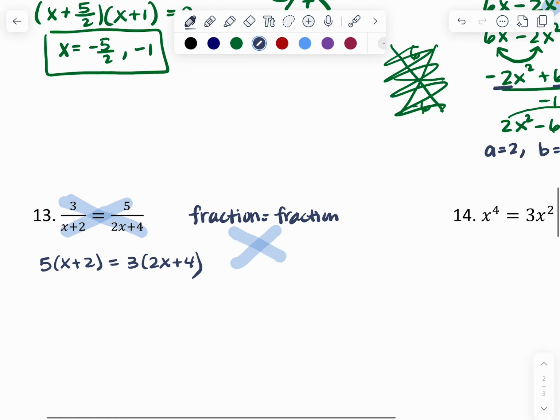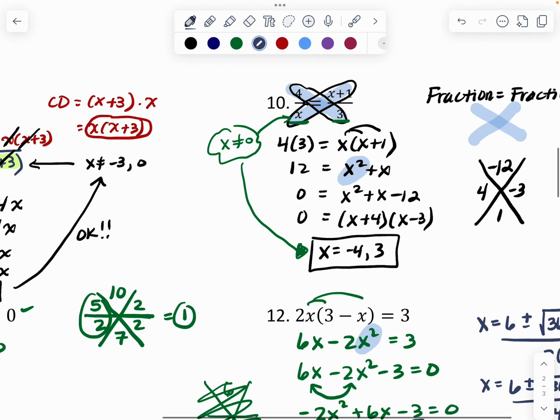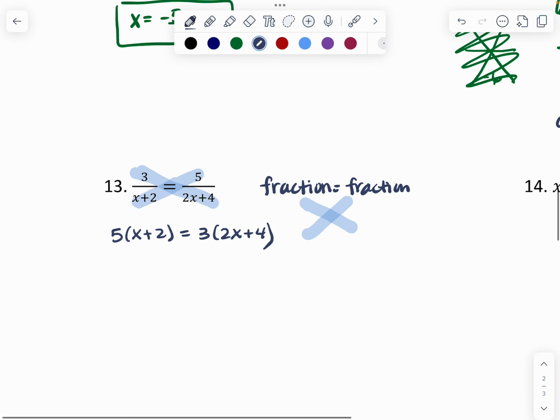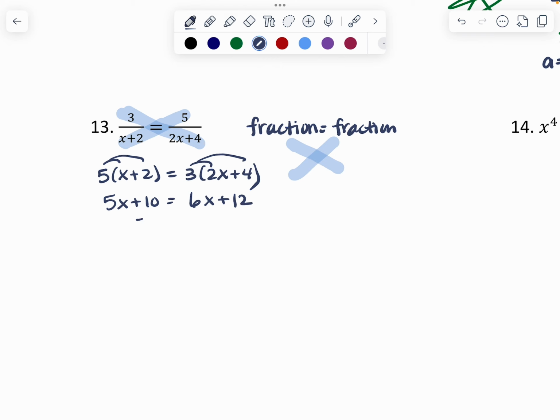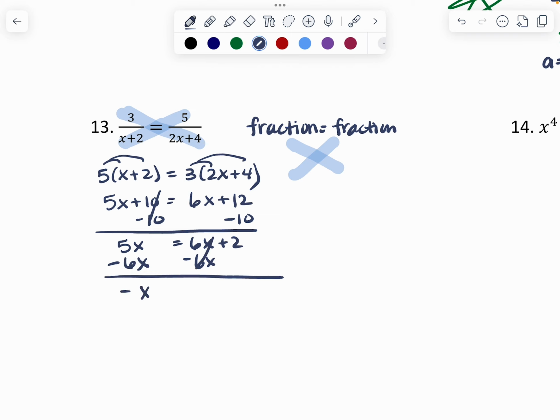And then if I distribute this, sorry, I was going to look at something. Oh, yeah, I did do excluded values. Sometimes I forget them. Okay, if I distribute this, I'm going to get 5x plus 10 equals, if I distribute this, I'm going to get 6x plus 12. Okay, now let's solve for x. If we subtract 10 from both sides, we're going to get that 5x is 6x plus 2. If I subtract 6x from both sides, I'm going to get negative 1x equals 2. And then if I divide by negative 1, I'm going to get x equals negative 2.